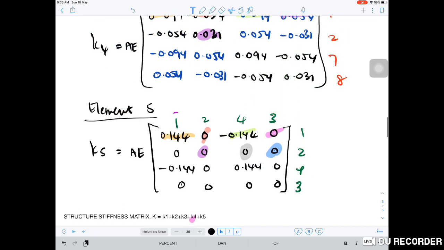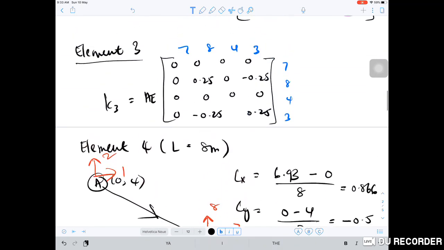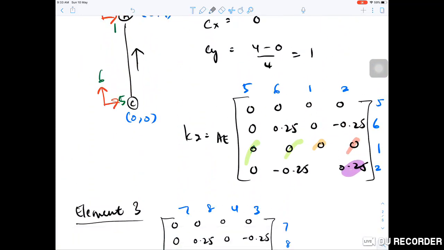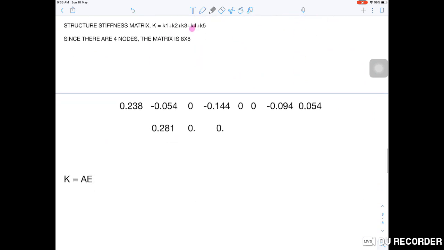2 5. No 2 5, no 2 5, here is 2 5. 2 5 is also 0. So continue. 2 5 is 0.